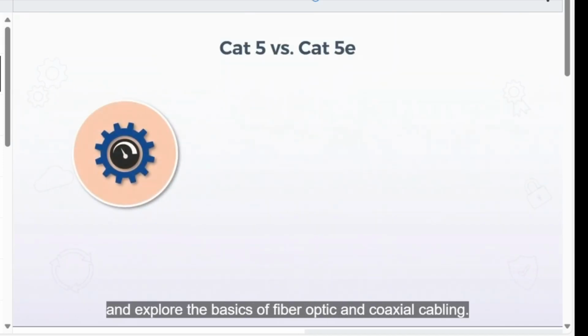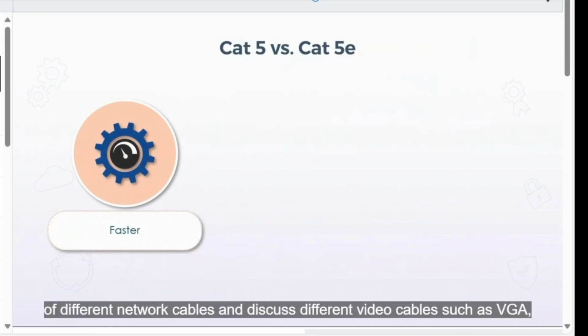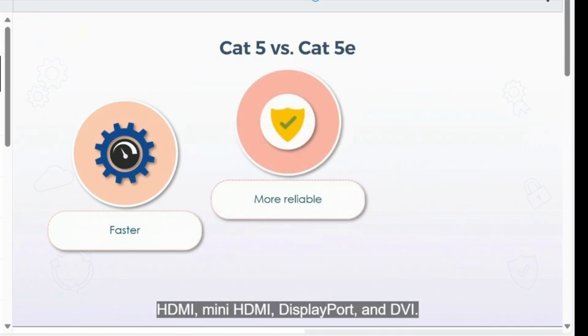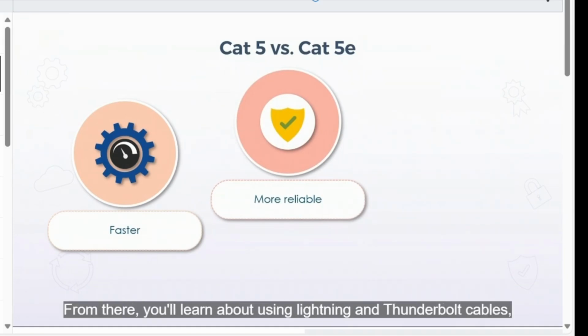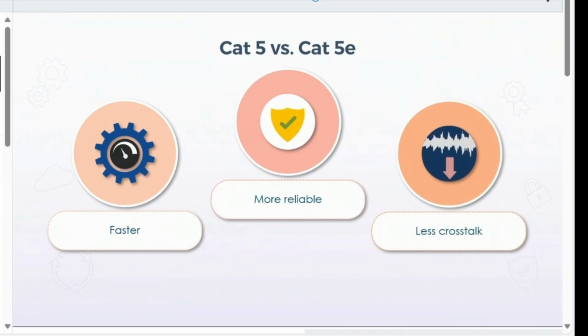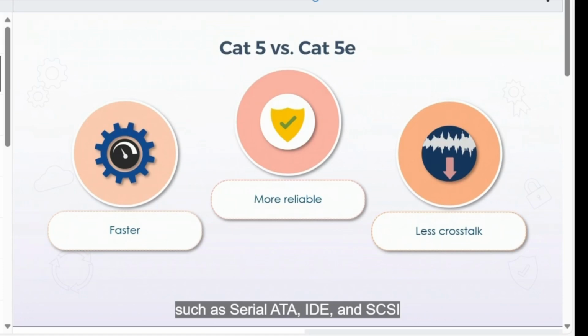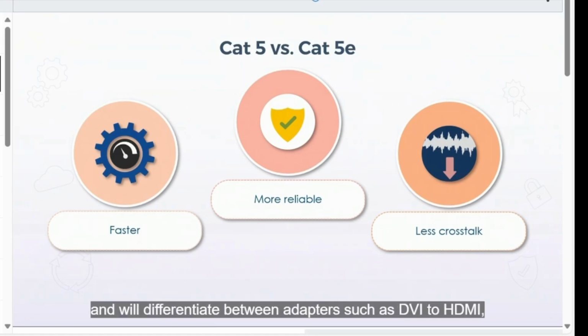So then, the E in Category 5e stands for enhanced, and most notably, it supports significantly greater speeds than Category 5, up to 1 gigabit per second, and provides more reliable transmissions by making improvements to the materials, resulting in 5e being better at ignoring crosstalk or interference from the wires within the cable itself. 5e is also backward compatible with 5, but it will only operate at the specifications of 5 if the devices to which it is connected only support that level of performance.